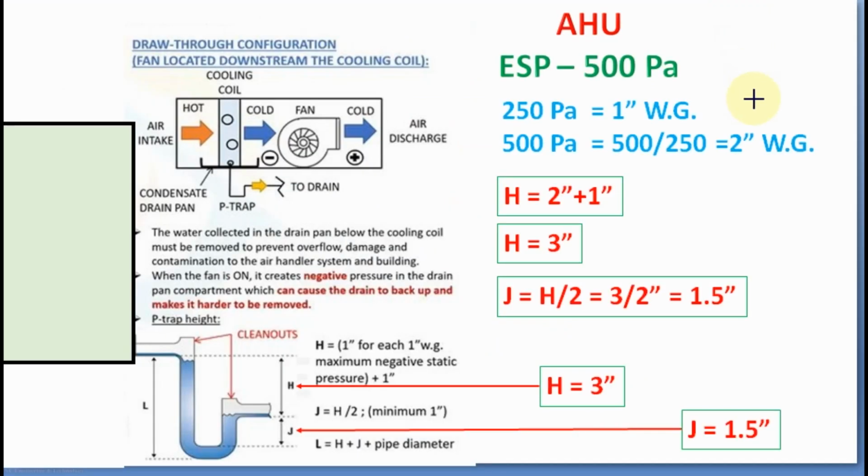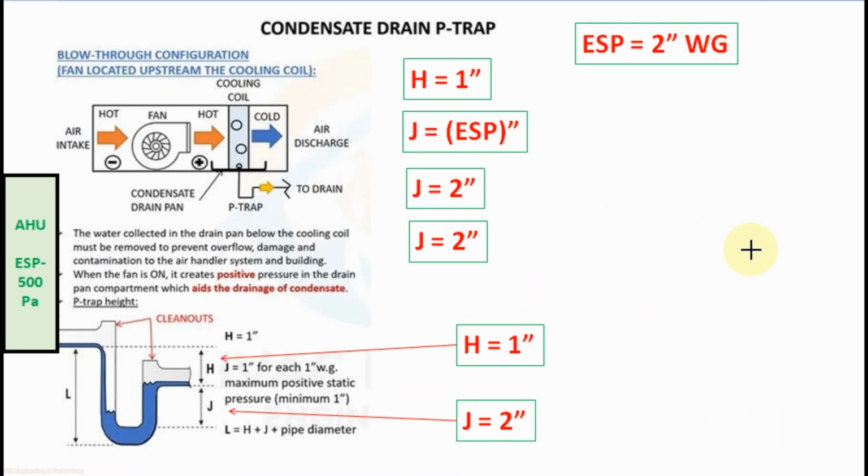So it is very simple to calculate the height of the P-trap for any AC unit. If we have a draw-through type unit, we have the coil first, then the fan supplying direct cold air. Then H will be equal to the external static pressure of the AC unit plus 1. If we have 2 inch water gauge external static pressure, then we add 1 to it, so H will be equal to 3, and J will be half of it, that will be 1.5. If the AC unit is blow-through type, that is the fan first, then it supplies cold air through the cooling coil, then for it we always take H equal to 1 inch, and the height J we take equal to the unit's external static pressure in water gauge.